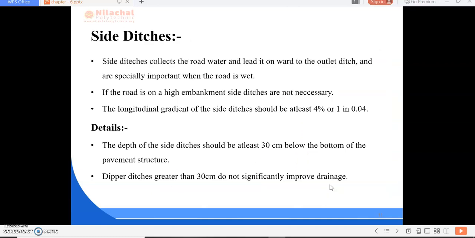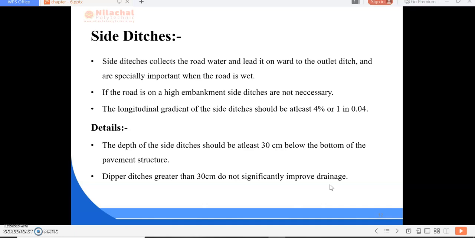Next is side ditches. Side ditches collect the road water and lead it onward to the outlet ditch and are especially important when the road is wet. If the road is on a high embankment, side ditches are not necessary. The longitudinal gradient of the side ditches should be at least 4% or 1 in 0.04. The depth of the side ditches should be at least 30 centimeter below the bottom of the pavement structure. Deeper ditches, greater than 30 centimeter, do not significantly improve drainage.